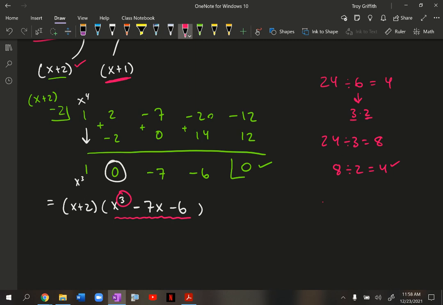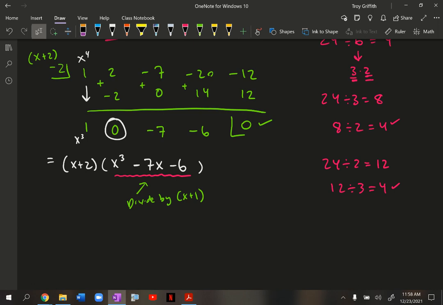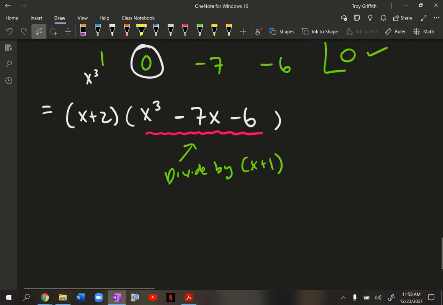This works in reverse as well. If I had originally decided to divide by 2, 24 divided by 2 is 12. So I just divided by 2. And then if I divide 12, the result, by the other factor, 3, once again, I get 4. So it doesn't matter what order I do this in. Kind of like here, I told you it doesn't matter if you divide by x plus 2 or x plus 1 first. We just divided by x plus 2. But what we're then going to do is take this result and divide it by x plus 1. We call this process repeated synthetic division, because we have to do it more than once. Very creative name.